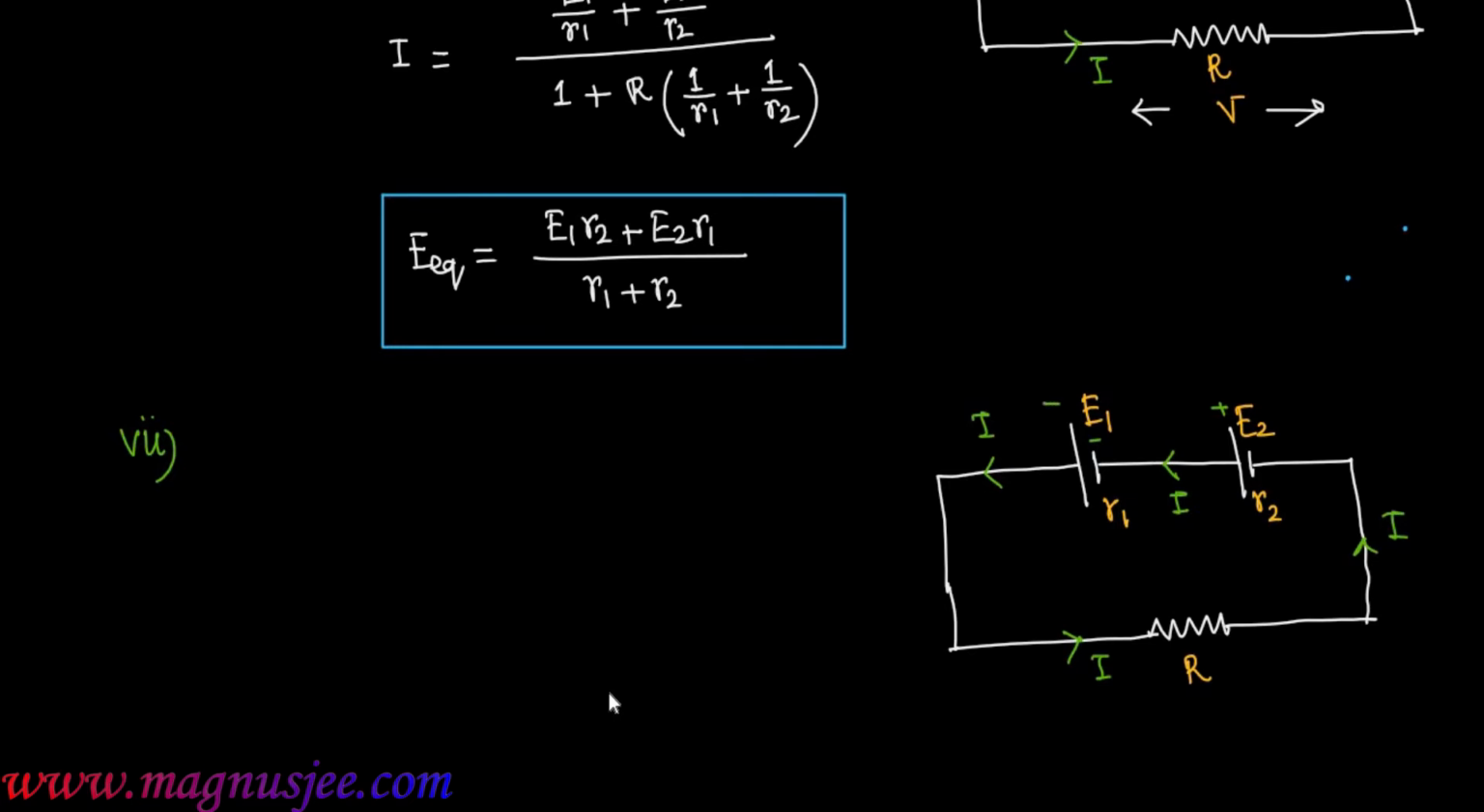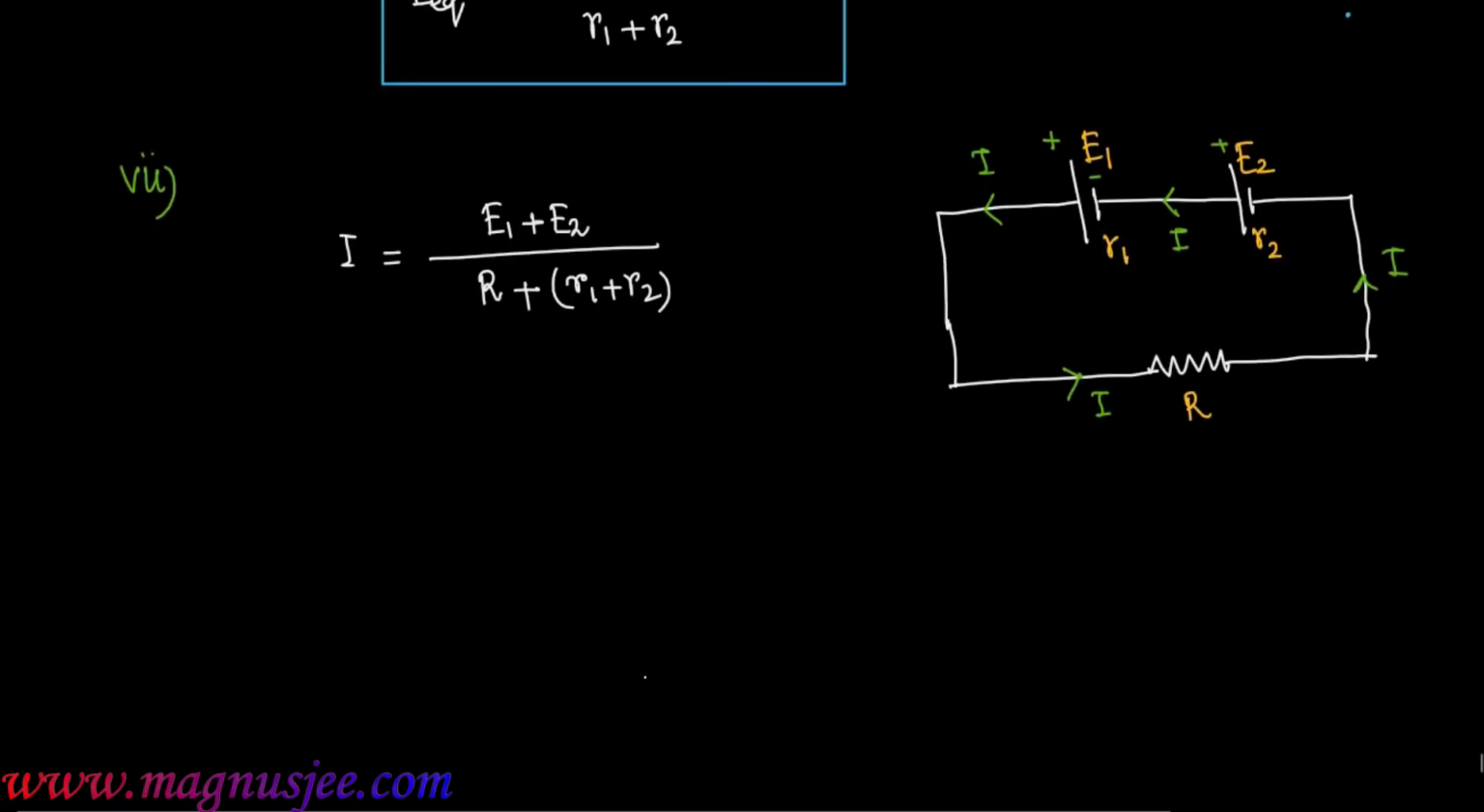In this case, positive plate and negative plates of the cells are denoted. Current I is equal to total EMF, E1 plus E2, where the negative plate of the cell E1 is connected to the positive plate of the cell E2. And the expression of current I is equal to E1 plus E2 divided by the total resistance of the circuit, which will be capital R plus, under bracket, small r1 plus small r2. That is the expression of current flowing through the external resistance R.